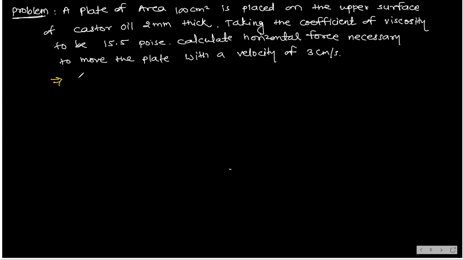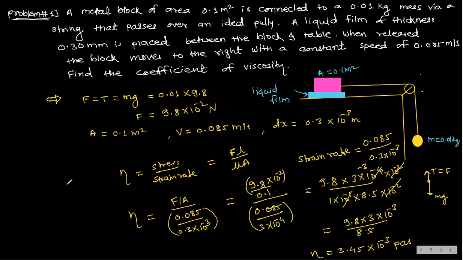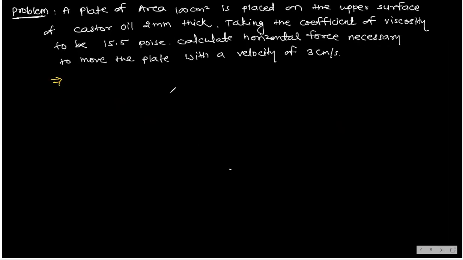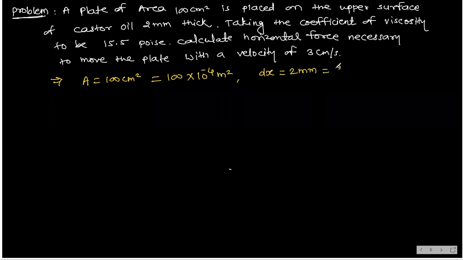Do it yourself. Sir, once turn back page. You have to do it yourself, Ray. Once you got, no, you can do now. Okay, sir, got it. So see here. Now area is given. A is 100 centimeters square. So this is 100 into 10 to the power minus 4 meter square. Check it once. Next one, on the castor oil thickness they have given, means dx they have given 2 millimeter. So this is how much? 2 into 10 to the power minus 3 meter.